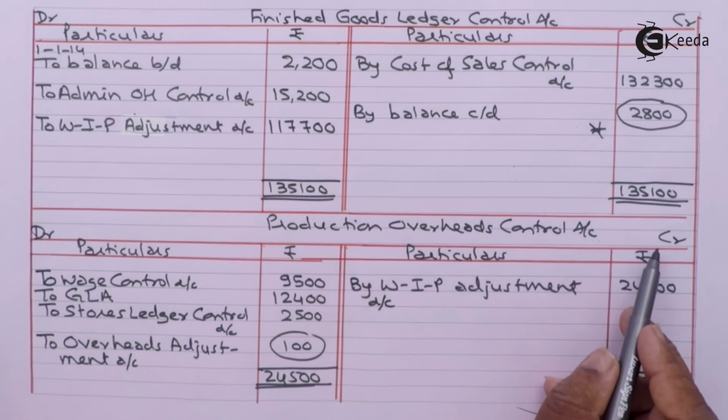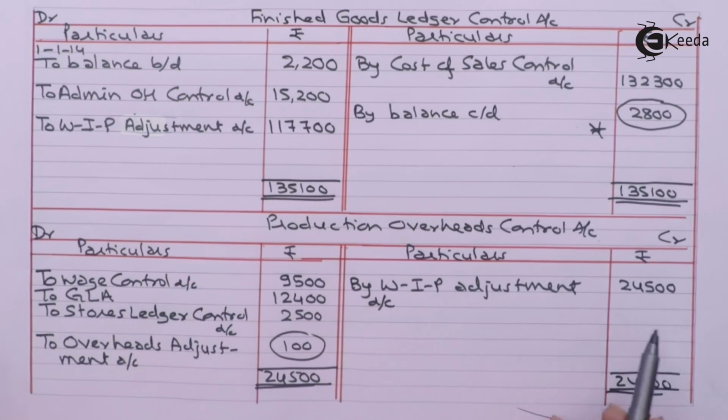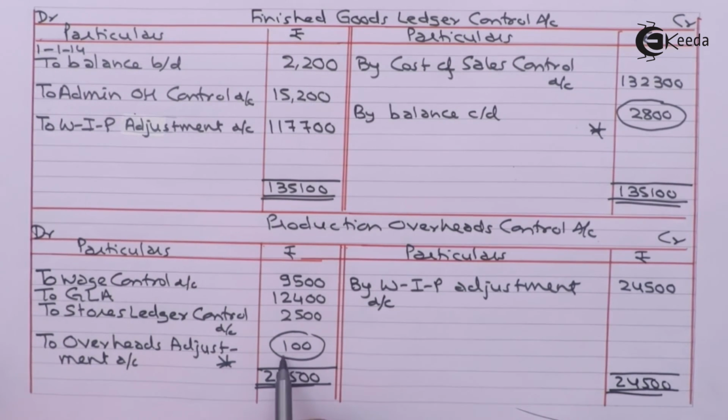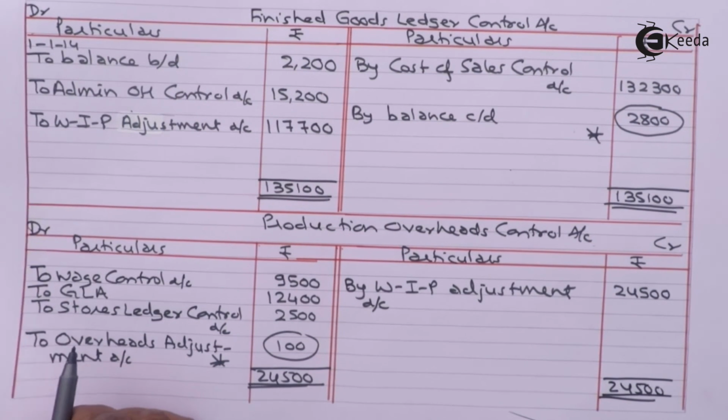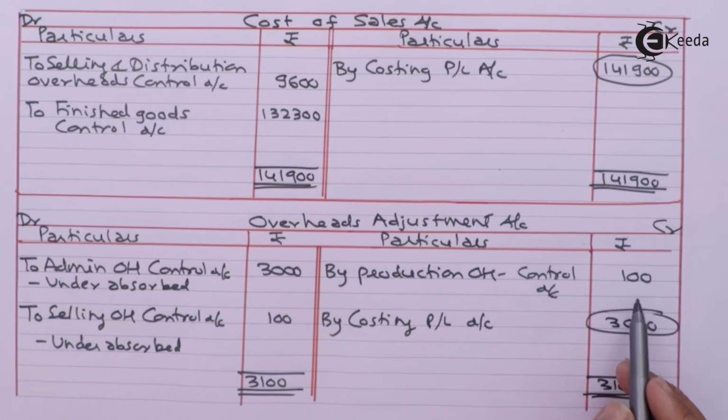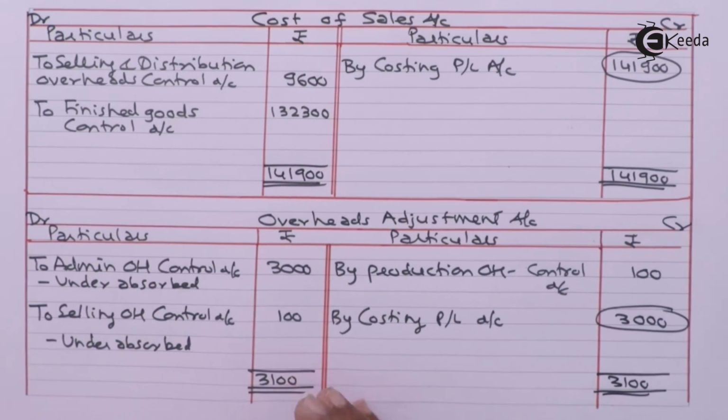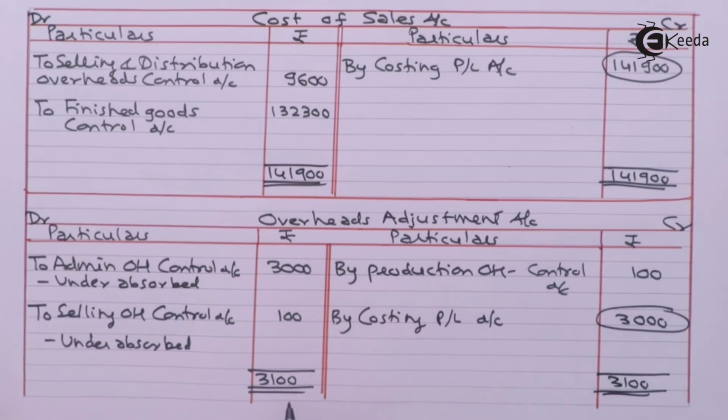Production overheads control account. If we match debit and credit, total of credit minus total of debit, we are getting balancing figure on debit side 100 rupees, indicating that there is over absorption of 100 rupees. This will be transferred to overhead adjustment account. Overhead adjustment account credit side by production overheads control account 100 rupees. Now overhead adjustment account is closed. We are getting balance of 3,000 on credit side. This will be transferred to costing profit and loss account.